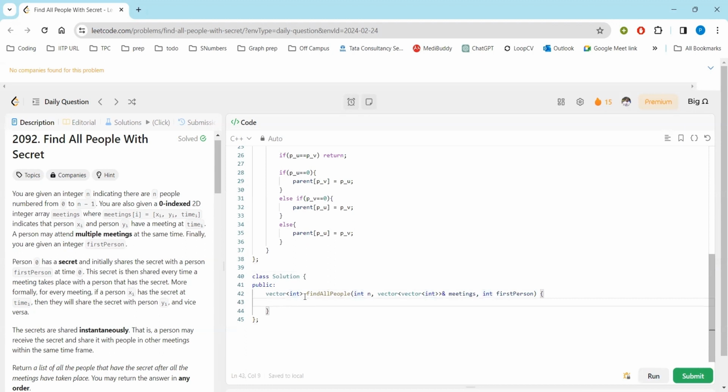Now, since we have to iterate the meetings according to their time frame, we will sort the meetings based on the time frame in ascending order. So we will use a compare function because we want to compare the meetings with the time frame value, that is index 2.